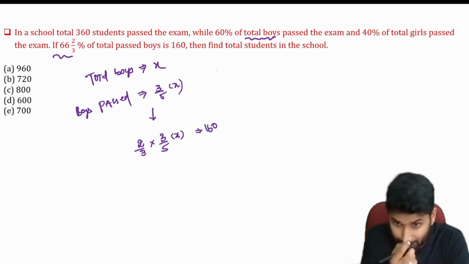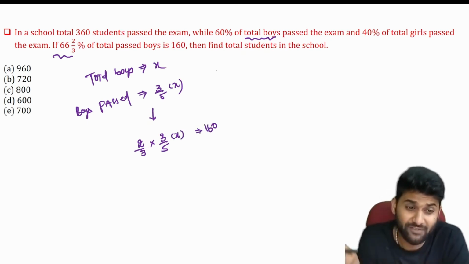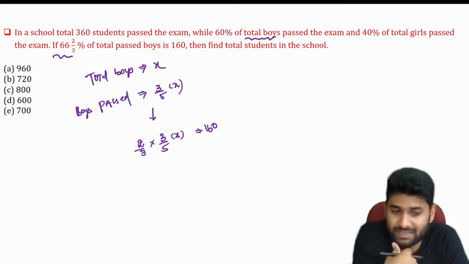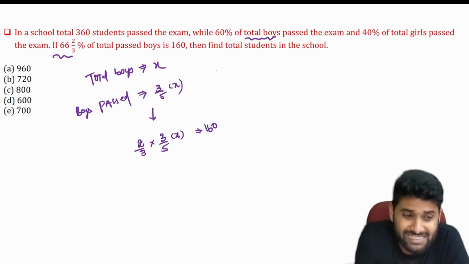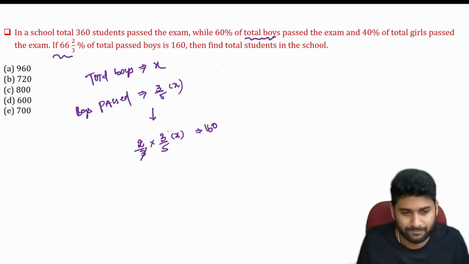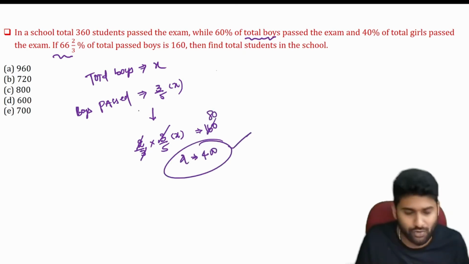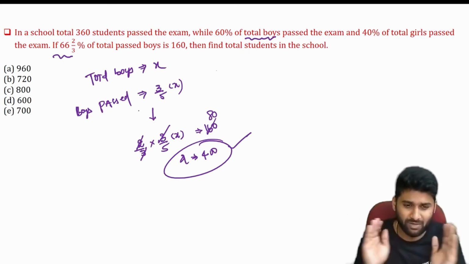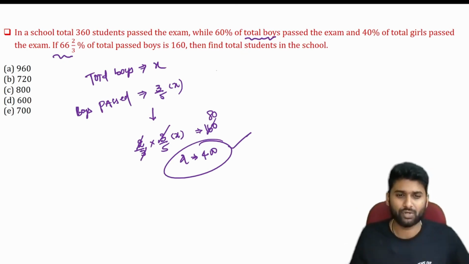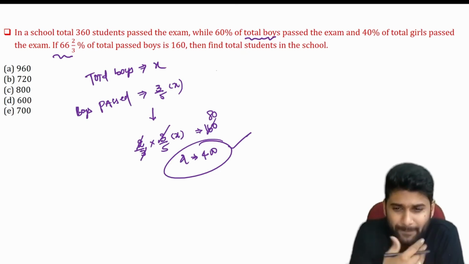Hope you understand this data. What they gave is 66 2 by 3 percentage of total passed boys. You already know that 3/5 of X is the total passed boys. Out of all this count, you have to consider 2/3 of the value. That value becomes exactly equal to 160. Now you will get the X value, see. Then the X value is exactly equal to 400. Guys, X equal to 400 means the total number of boys is 400. Now the question: find the total number of students in the school. So you will get the boys equal to 400.